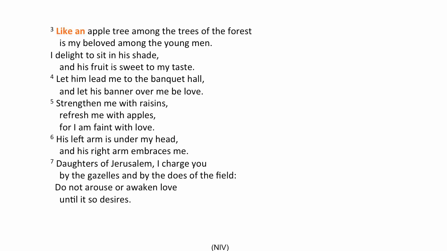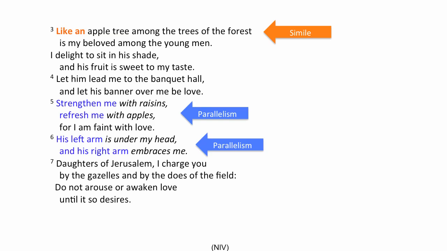So let us go to verse 3. We see like an apple tree. That is a simile. Like an apple tree among the trees of the forest is my beloved among the young men. And then we see in verse 5, strengthen me and refresh me with raisins, with apples. That is a very clear parallelism, because the connection of the two lines expresses the same meaning, just in a different way. Then we see another parallelism in verse 6. His left arm is under my head, and his right arm embraces me. So that is another parallelism.